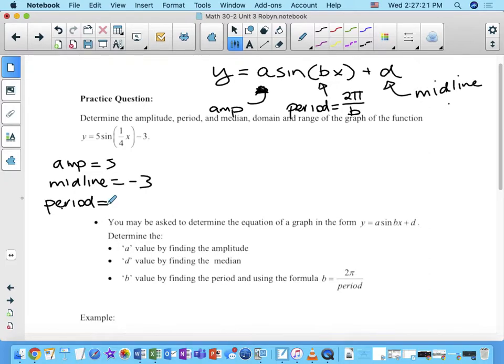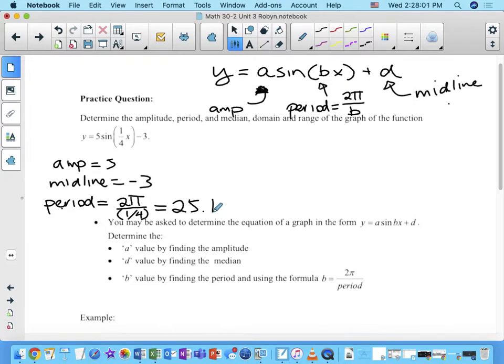The B value is 1/4. How do you get the period from the B value? 2 pi divided by 1/4, or 0.25. Yeah, so if you put 0.25 in there, that's fine. If you put it in as 1/4 in your calculator, you've got to do it in brackets. 1 divided by 4. Okay, what do you get there? 8 pi or 25.1? Yeah, either of those is fine. Okay, so that's the amplitude, the midline, the period.